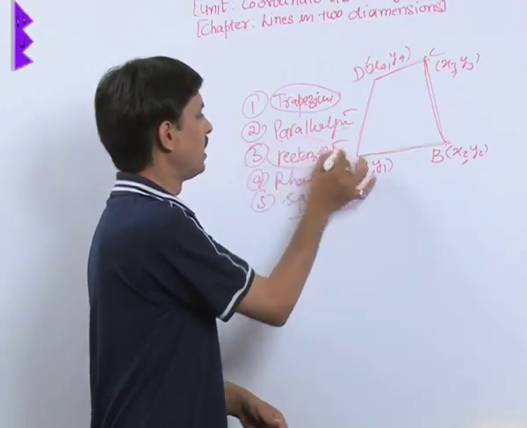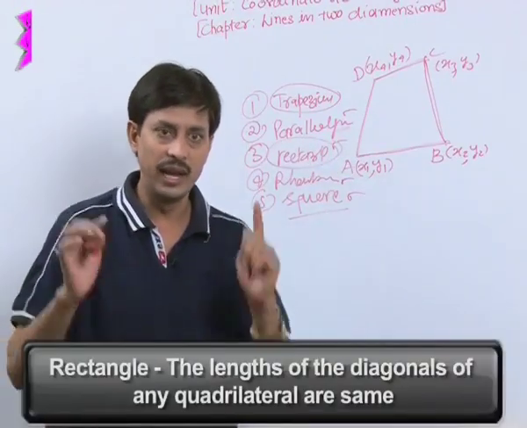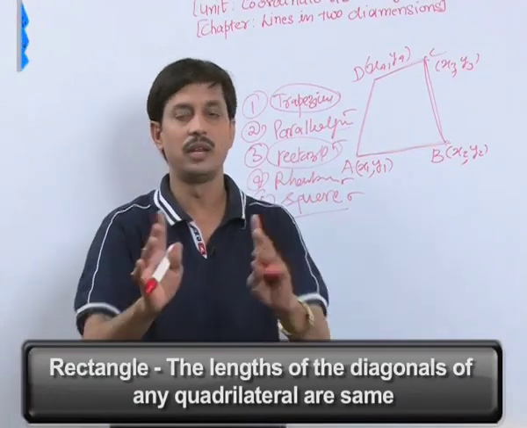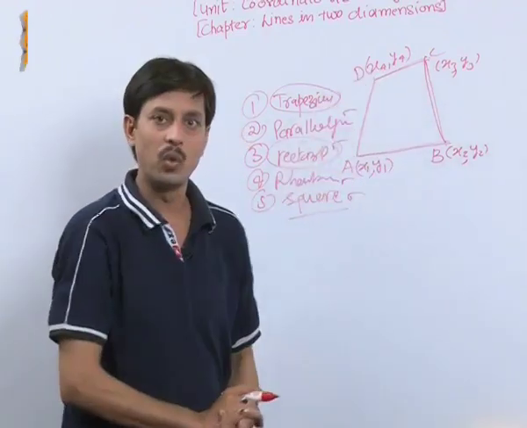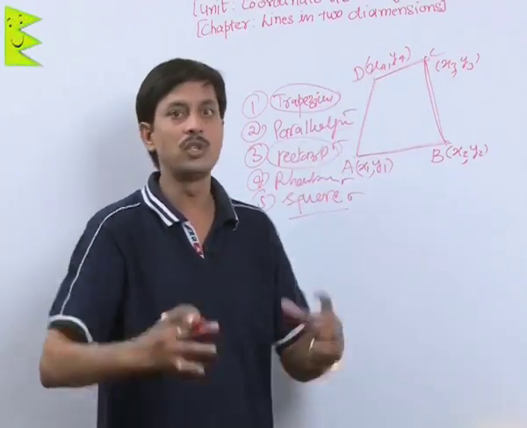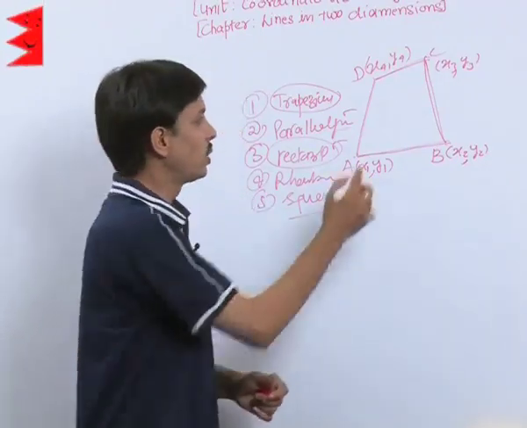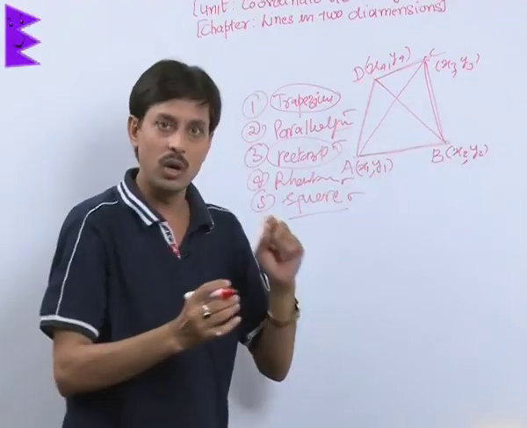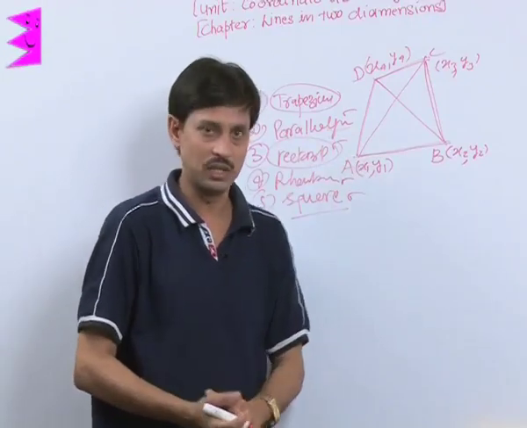Suppose you want to say it is a rectangle. The important property of the rectangle is that if the lengths of the diagonals of a quadrilateral are the same, then it is a rectangle. We have ABCD as a quadrilateral. If we want to check whether it is a rectangle or not, what should we do? We should calculate the length of AC and BD, because AC and BD are the diagonals.